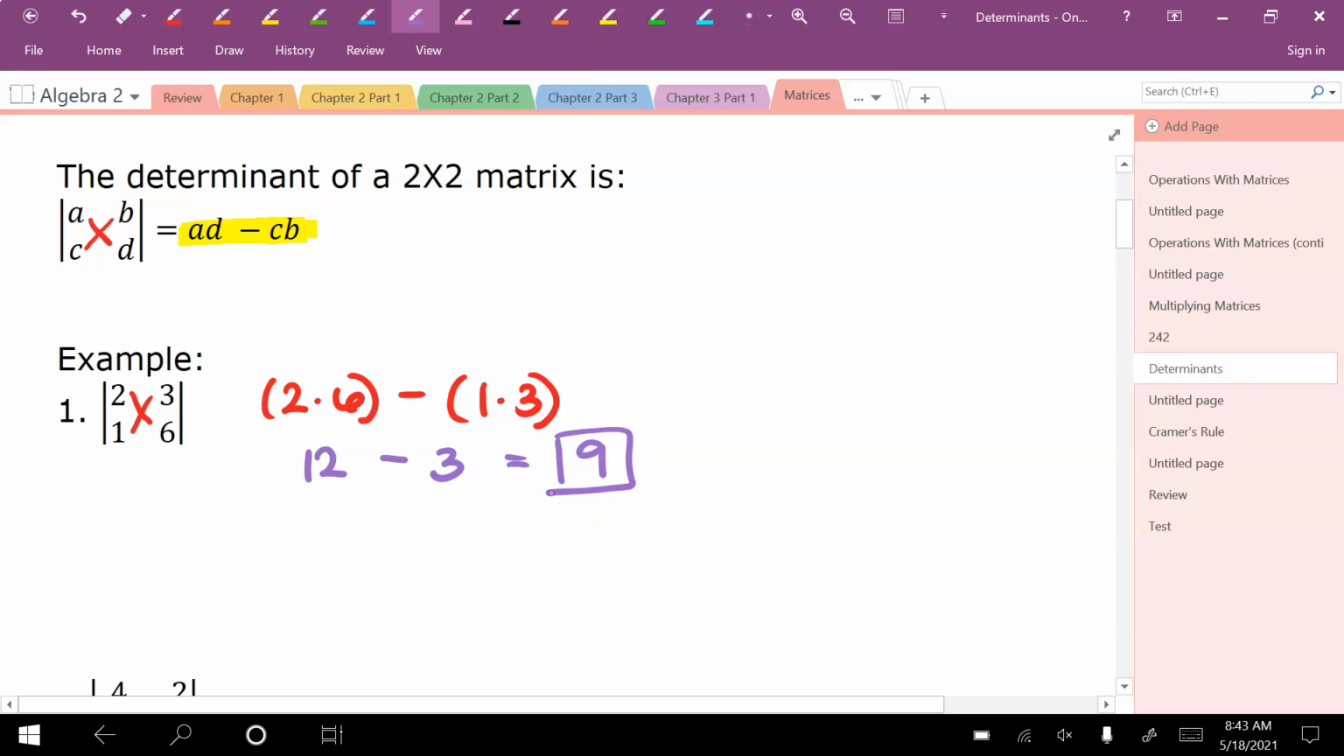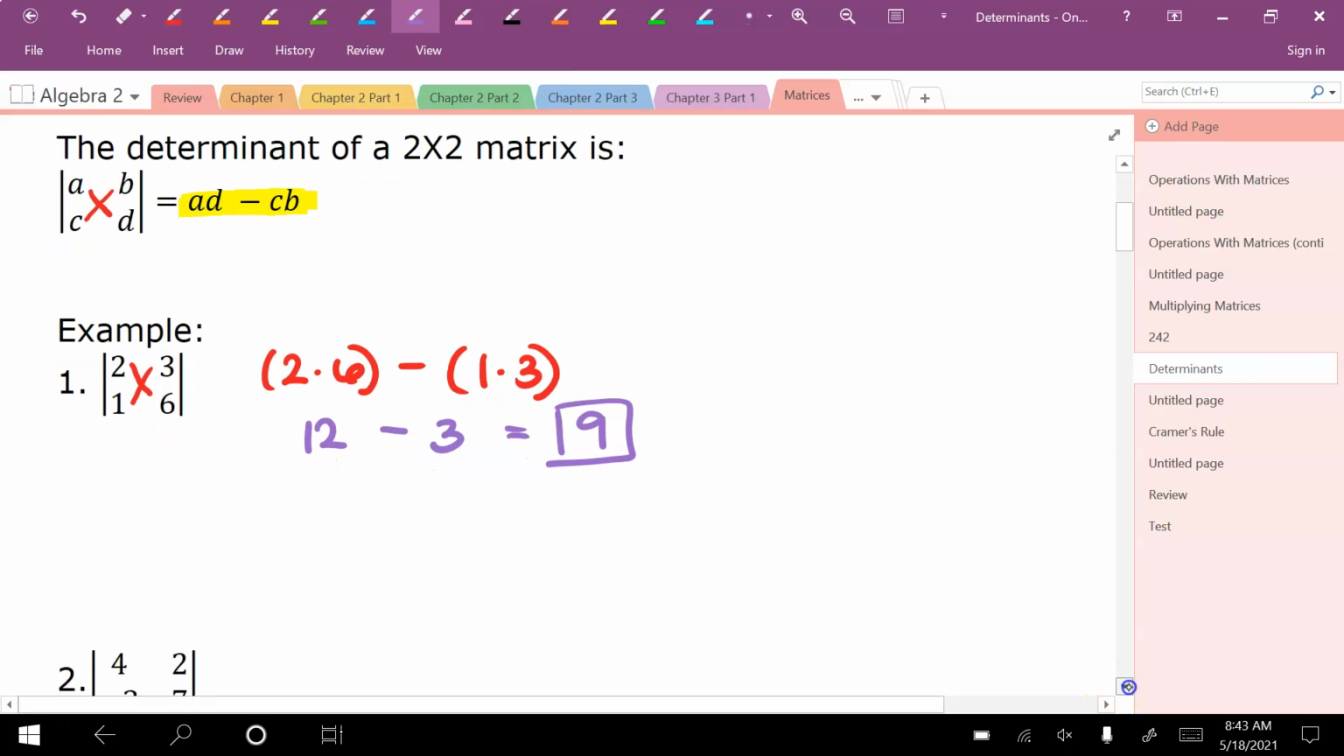So when we're doing determinants today, we're looking for a singular number to be our answer. I'm not looking for a new matrix. I'm not looking for a new array of numbers. I just want one single number, like 9. Okay, so you guys try number 2.